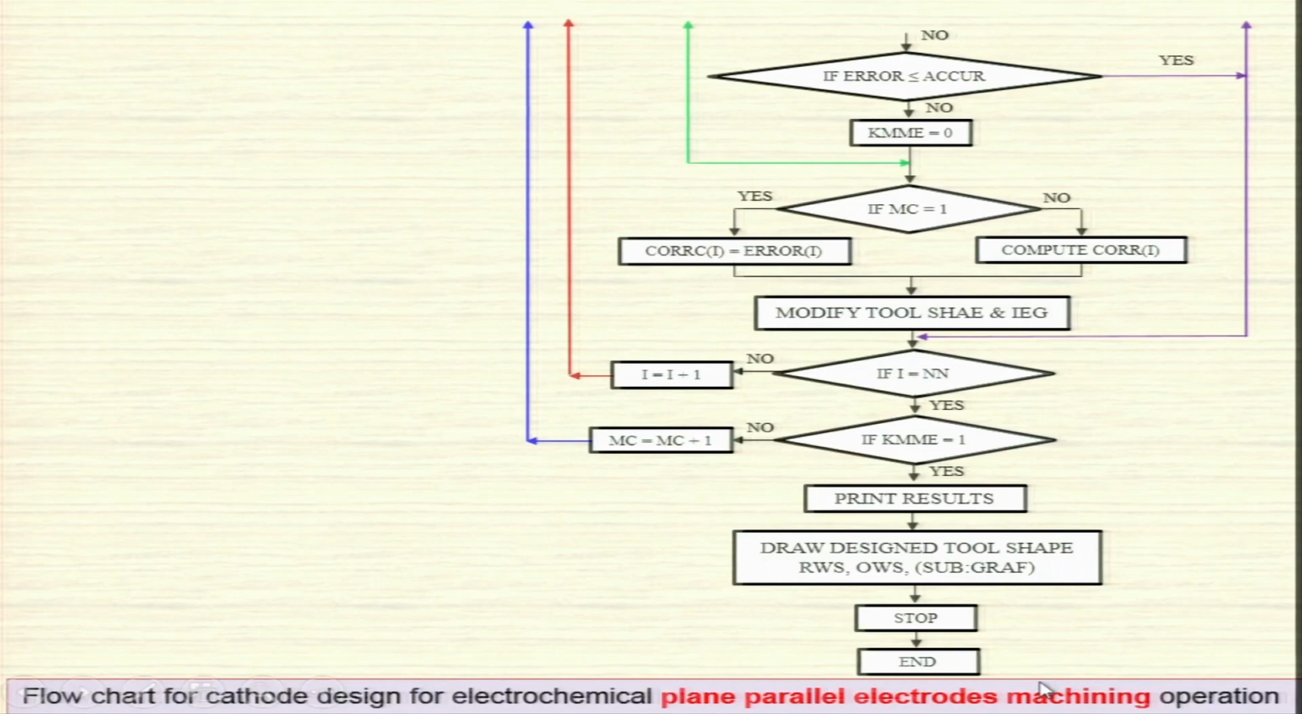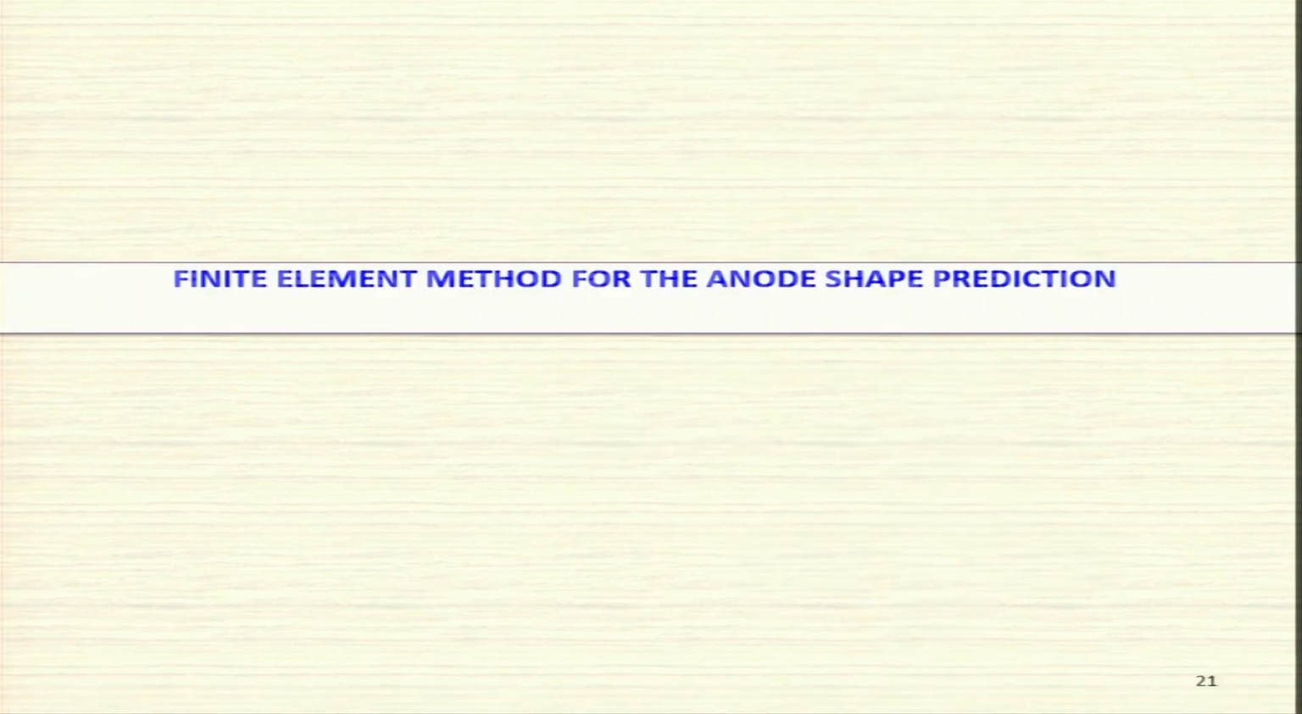This is a detailed flow chart, but some of the steps are hidden and you can refer to them in the research paper or the MTech thesis of Mr. Reddy, available on the site of IIT Kanpur. But the papers deal with all the details, published in Transactions of the ASME, Journal of Engineering for Manufacturing. Finite element method for anode shape prediction has been applied, and tool design in ECM also has been applied.